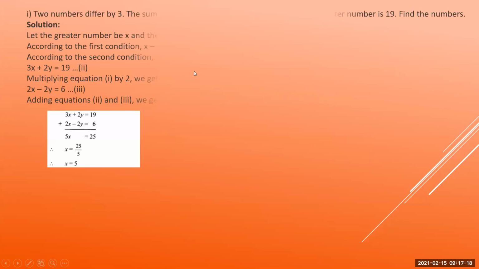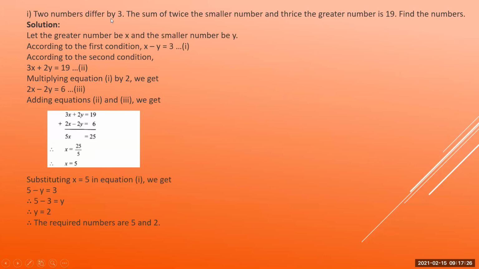Now let's see a few more examples. I've taken one more example here. What does it say? Two numbers differ by 3. The sum of twice the smaller number and thrice the greater number is 19. We have to find the numbers here.